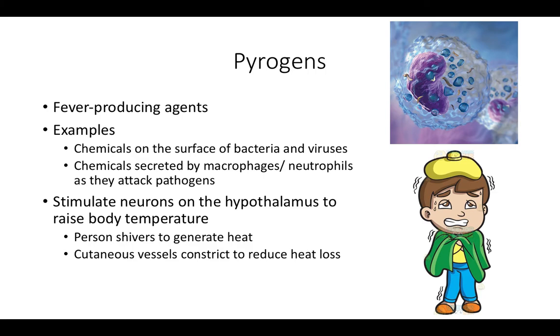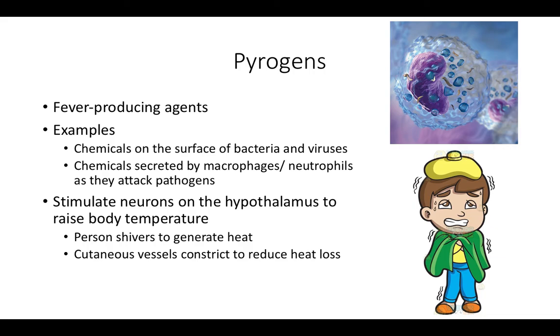Pyrogens are the last thing that we're going to talk about today. They're fever-producing agents. Different examples of pyrogens are, for example, chemicals on the surface of a bacteria or virus that are secreted, or other chemicals that are secreted by the macrophages or neutrophils when they're attacking these pathogens. Essentially what happens is these chemicals are picked up by your body, and then they travel to the hypothalamus to stimulate neurons there to raise your body temperature.